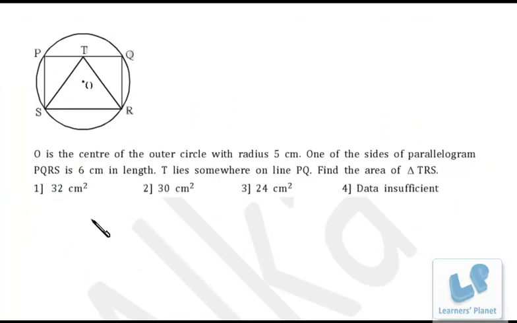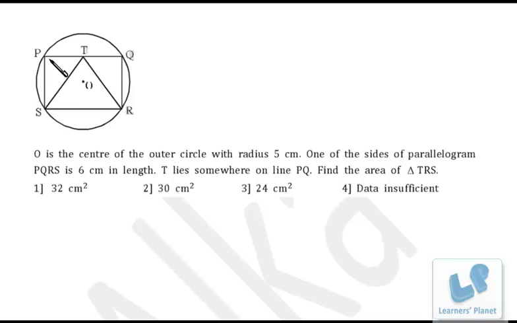Now friends, let's try this problem. O is the center of the outer circle with radius 5 cm. One of the sides of the parallelogram PQRS is 6 cm in length. T lies somewhere on the line PQ. Find the area of triangle TRS.